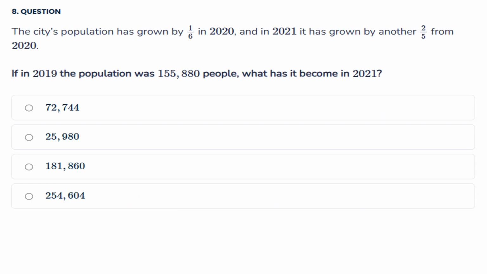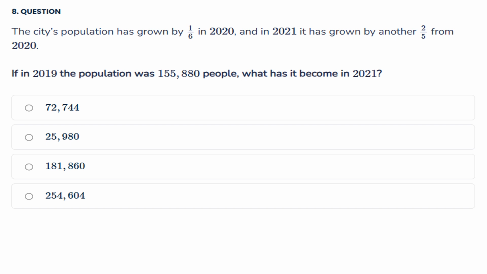All right, in question number 8, there's another word problem. So read through the word problems before you start taking notes. The city's population has grown by 1/6 in 2020, and in 2021 it has grown by another 2/5 from 2020. If in 2019 the population was 155,880 people, what has it become in 2021?